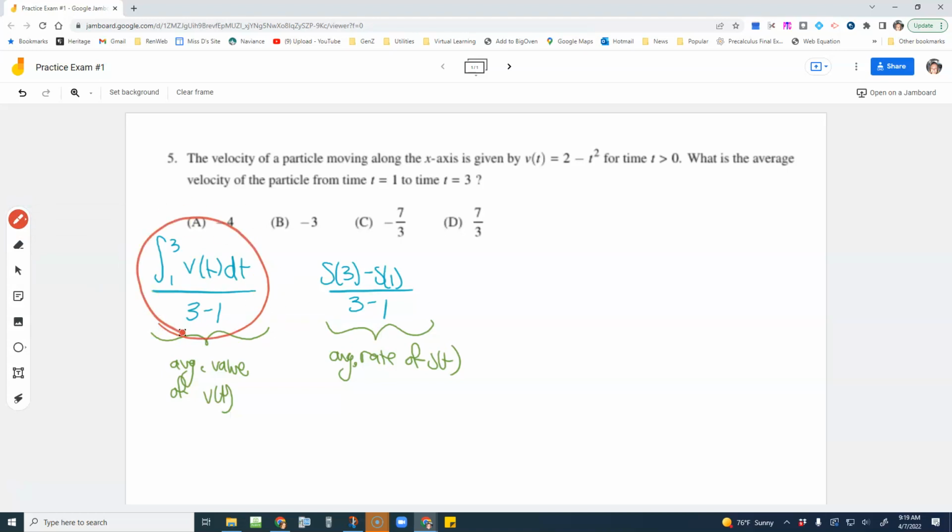Say it one more time. Wouldn't, like, if you did velocity 3 minus velocity 1 over 3 minus 1, wouldn't that be acceleration? Yes, that would be average acceleration. Solid. So in order to do this, I would need to anti-derive. To anti-derive, I would have 2t minus t cubed over 3 from 1 to 3, all divided by 3 minus 1, which is 2. I would plug in, and 3 times 2 is 6, minus 27 over 3 is 9, f of b minus f of a, 2 minus 1/3.